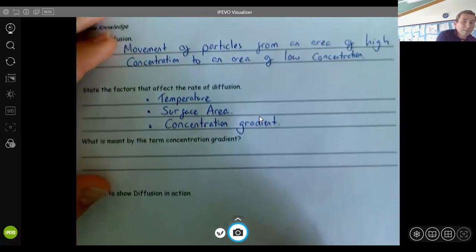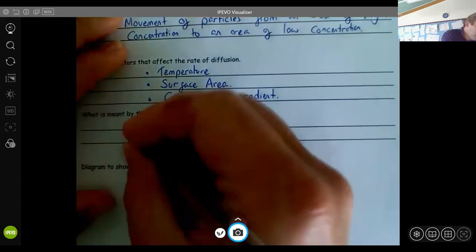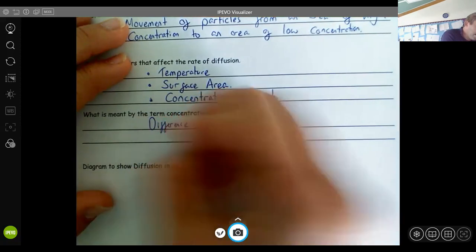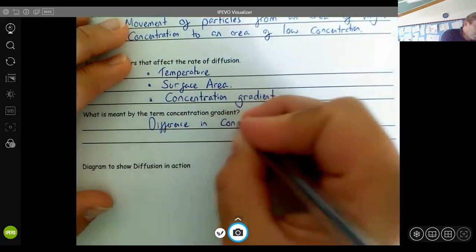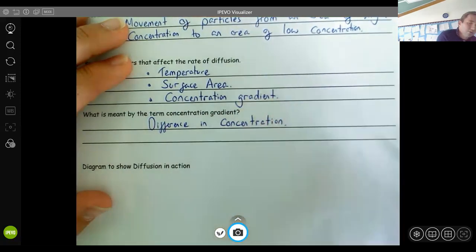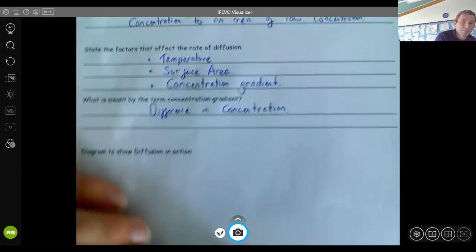So what do I mean by concentration gradient? I mean the difference in concentration. So if you've got a really big difference in concentration, you're going to have lots more diffusion. If you've got a very small difference, there'll be less diffusion.